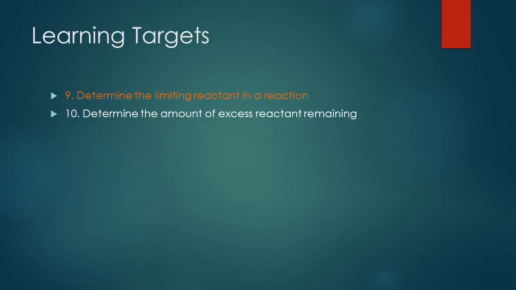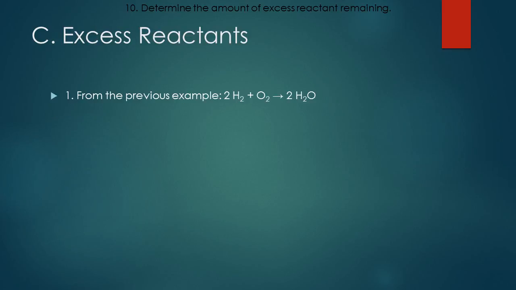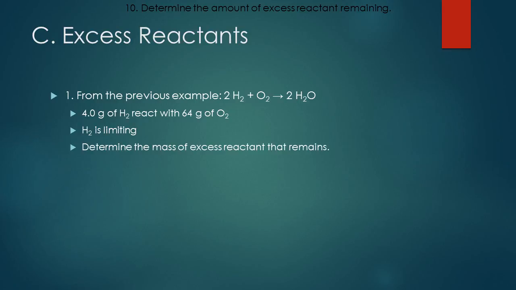Alright, so there's an example of determining the limiting reactant in a reaction. Now we'll look at this second learning target here. We want to determine the amount of excess reactant that remains in a reaction. So we're going to go with the same reaction, the formation of water from hydrogen and oxygen, and recall that we reacted 4 grams of hydrogen with 64 grams of oxygen, and that the hydrogen was limiting from our last example. Now we're going to ask the question, or we want to know the mass of excess reactant that remains.